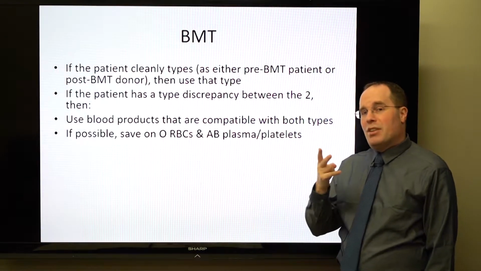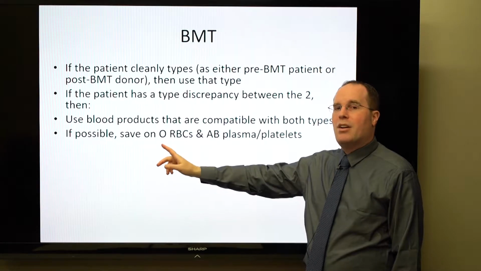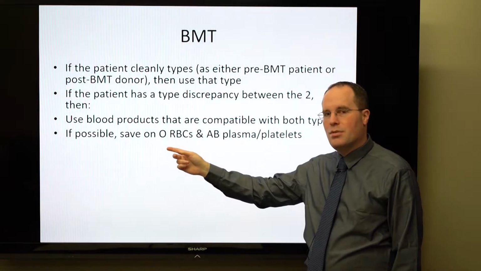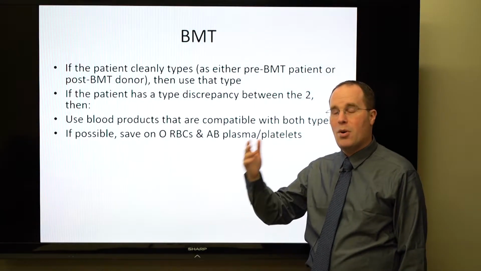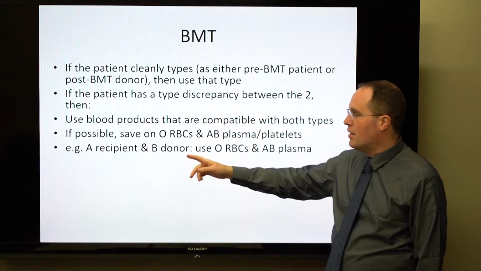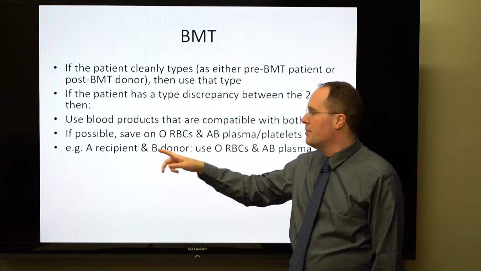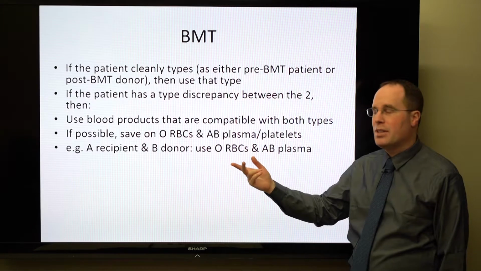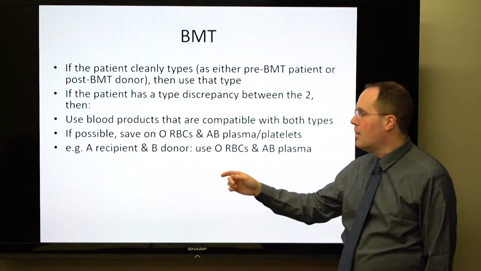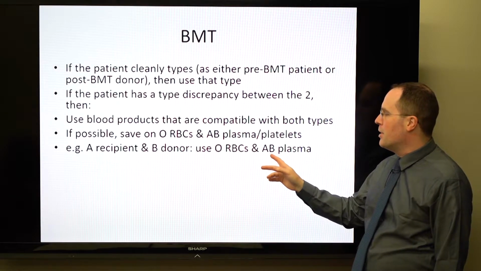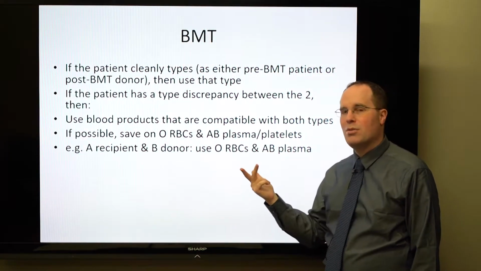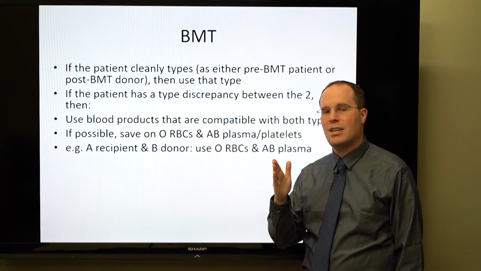That's consideration number one. And consideration number two is, if possible, save on O red cells and AB plasma and platelets, right? We try to not use O red cells unless we're giving it to a type O patient, or we try to not use AB unless it's an AB patient. And for example, if you have an A recipient and a B donor, of course you have to use type O red cells because there are no other red cells that are compatible with both type A and type B. And you've got to use AB plasma because you need to avoid anti-A in the plasma and anti-B in the plasma, so you can only use AB. So that's an example where you're locked in, you can only use O and AB.